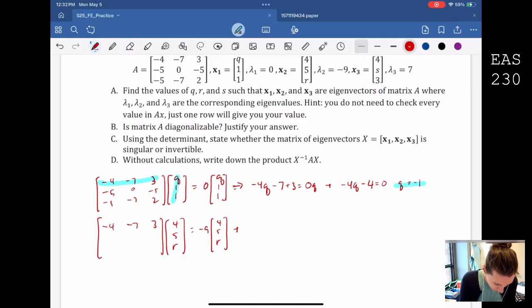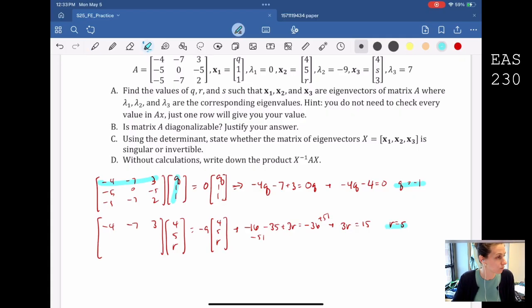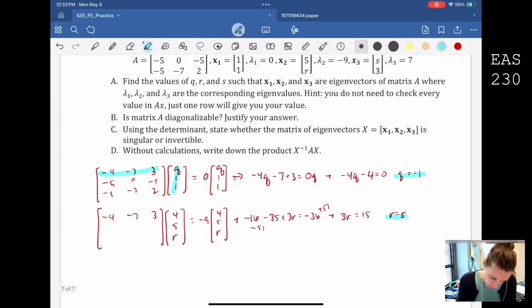So once again, do the dot product between the two, I get negative 16 minus 35 plus 3R equals negative 9 times 4, which is negative 36. So this is negative 51, so plus 51, I get 3R equals 15, or R equals 5. And then one more.